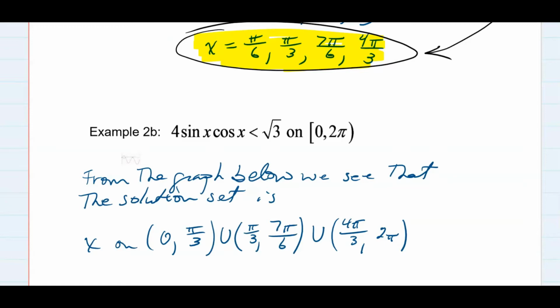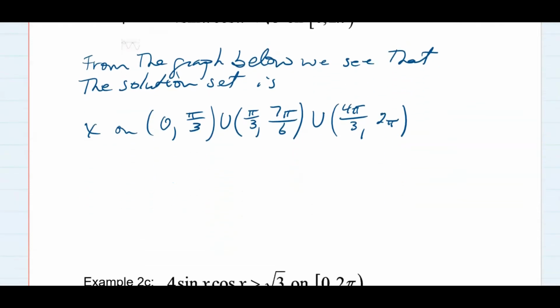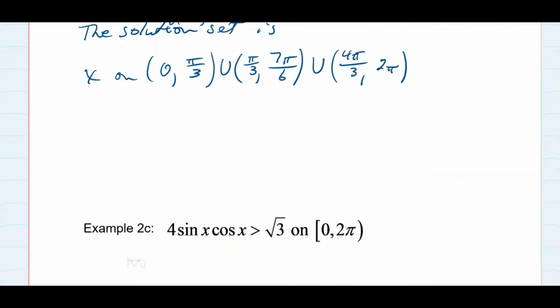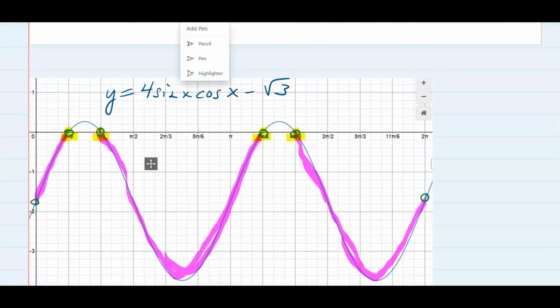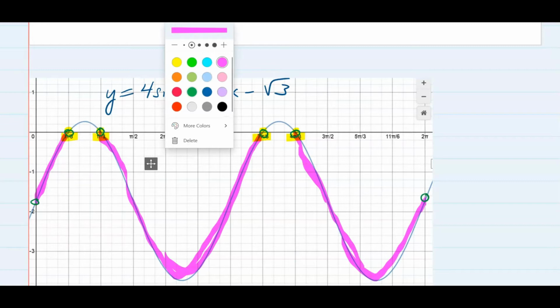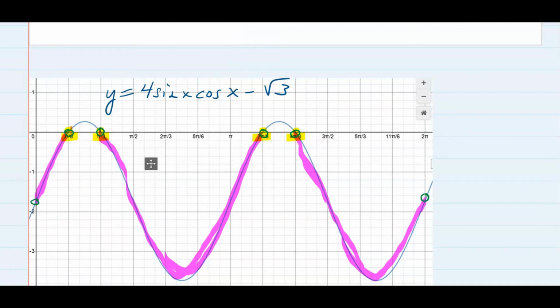Now, there's an allied inequality, which is if we let 4 sine of x cosine of x be greater than the square root of 3. Let's look at the graph again. And I'll change the color again here. We'll go to an orange. And this time we can see that we're over here above the x-axis and over here above the x-axis. And we can see pretty quickly that everything except for what we just wrote for our intervals is a solution. This time we have 2 intervals.